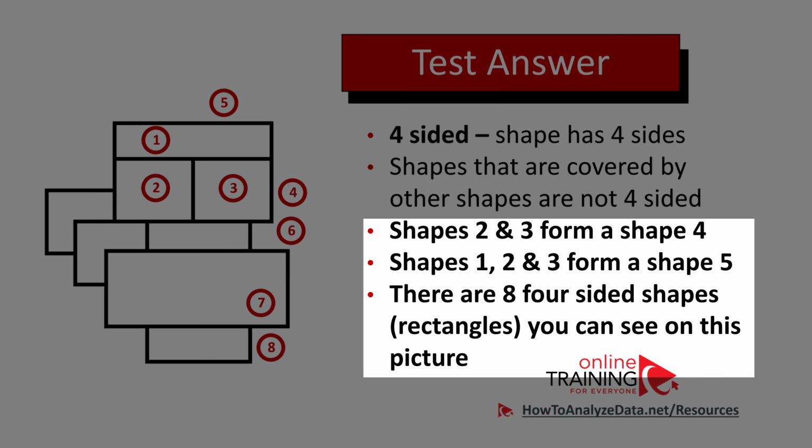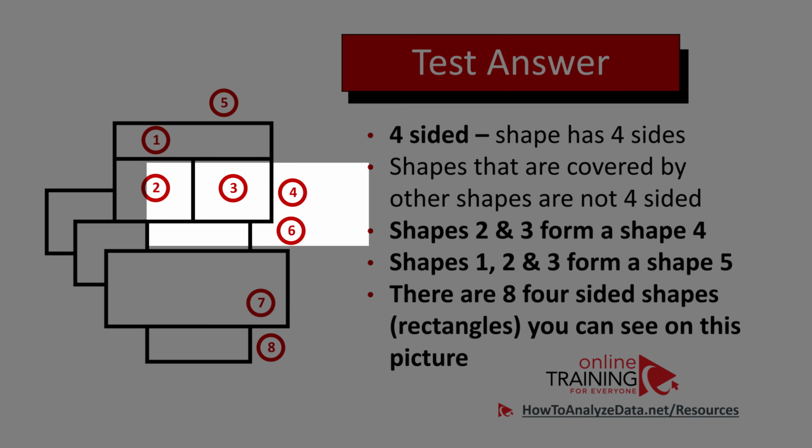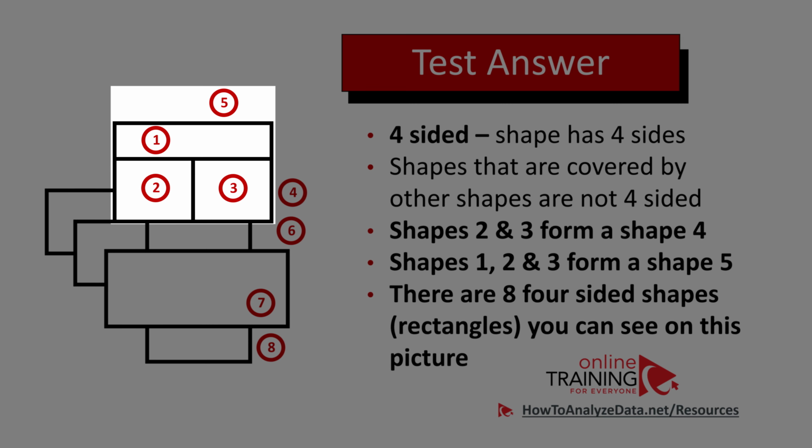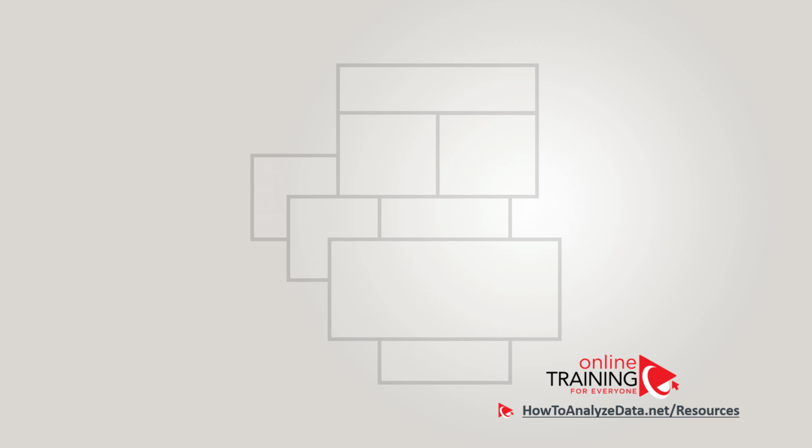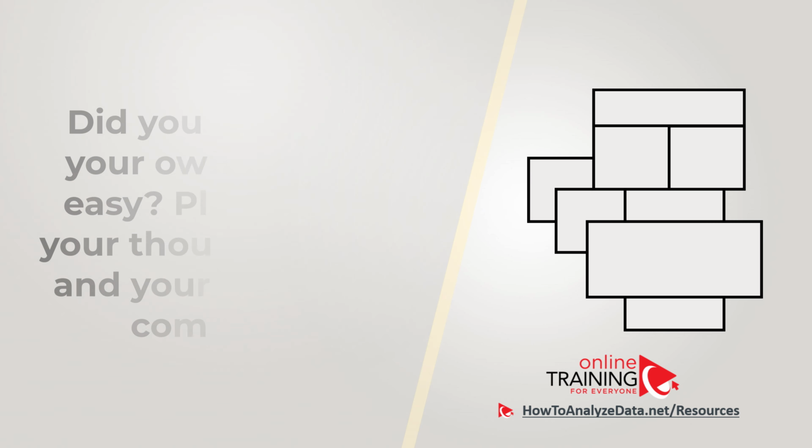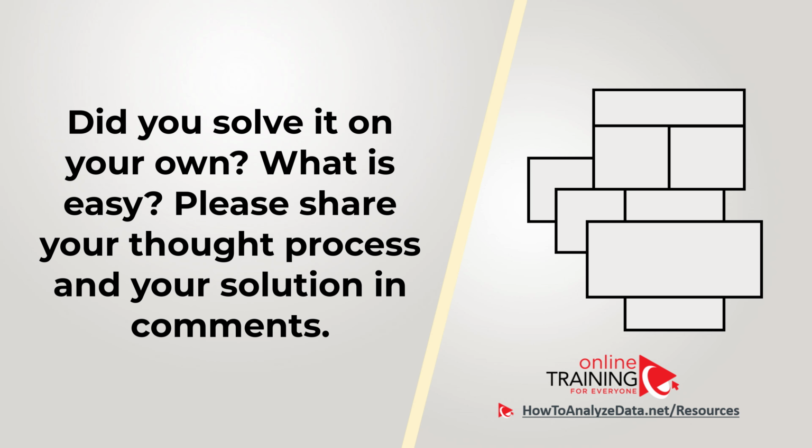Let's look at inside shapes that form another shape. Shape 2 and 3 form shape 4, and shapes 1, 2, and 3 form a shape 5. Now, was it easy to solve for you? Do you see any shapes we might have missed?